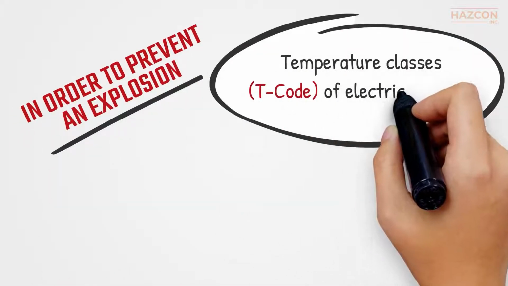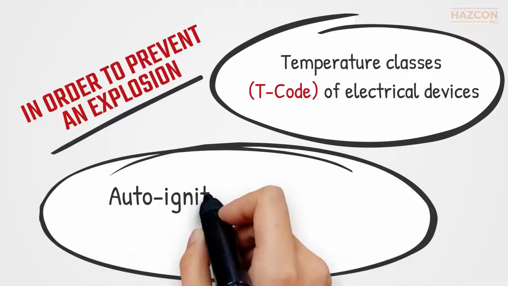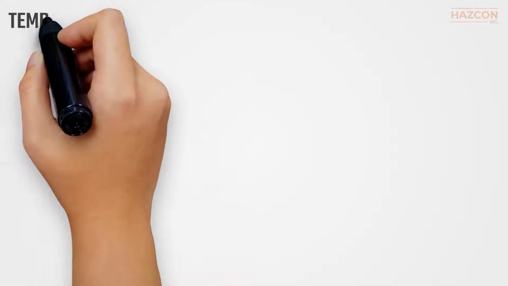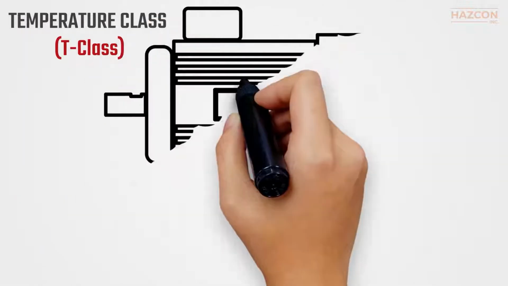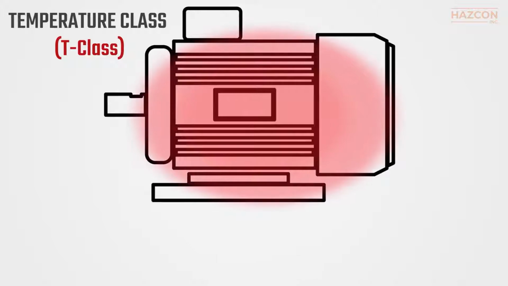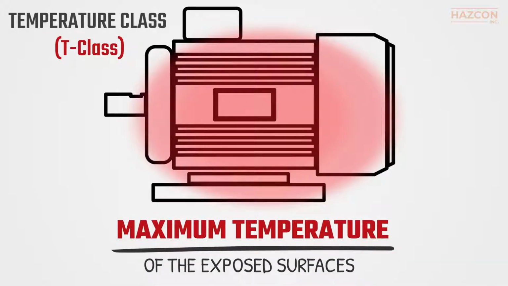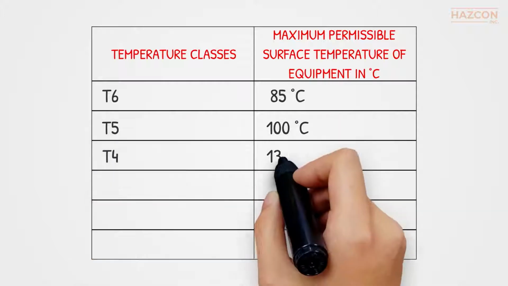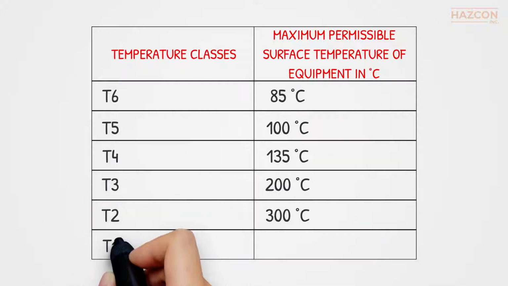In order to prevent an explosion, it is necessary to understand the temperature classes of electrical devices and the auto-ignition temperature of explosive gases. Temperature class, known as T-class, is one of the characteristics used to classify an electrical device, so it may be safely installed in a hazardous location. It is the maximum temperature of the exposed surface of the electrical apparatus, based on the ambient temperature range allocated for that device. There are 6 main temperature classes named as T6, T5, T4, T3, T2, and T1.